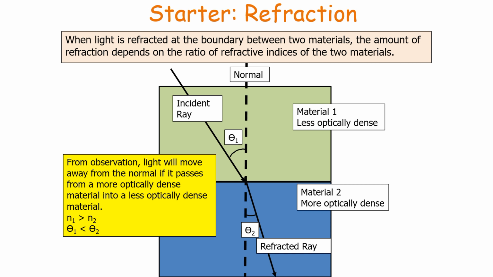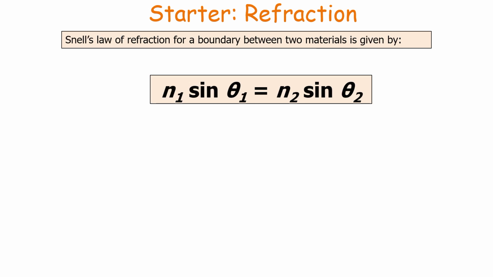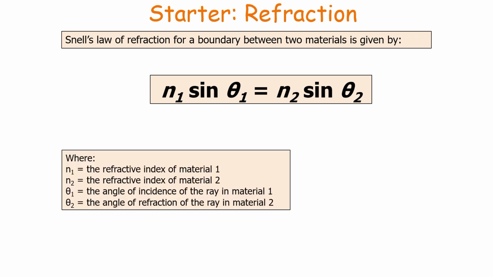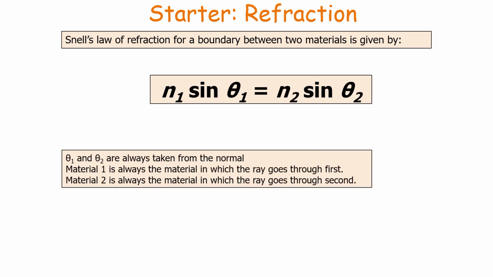So we can take this information and work out what Snell's law of refraction is. Snell's law of refraction for a boundary between two materials is given by the equation n1 sine theta 1 equals n2 sine theta 2, where n1 is the refractive index of the first material, n2 is the refractive index of the second material, theta 1 is the angle of incidence of the ray in the first material, and theta 2 is the angle of refraction of the ray in the second material. Please do remember that the angles are always taken from the normal, and material 1 is the one the ray goes through first, and material 2 is the material the ray goes through second.